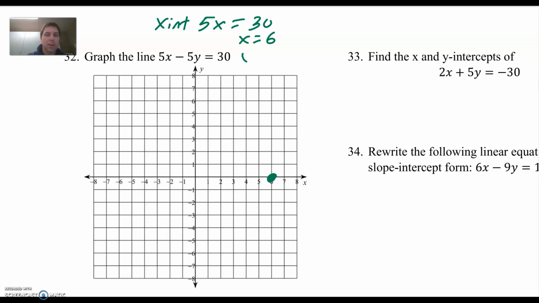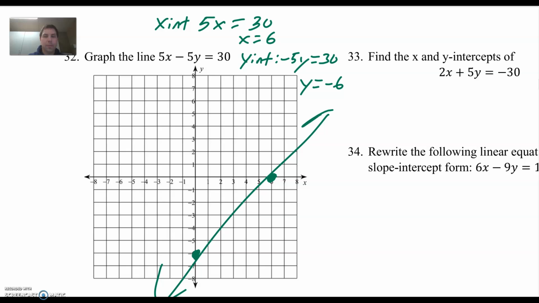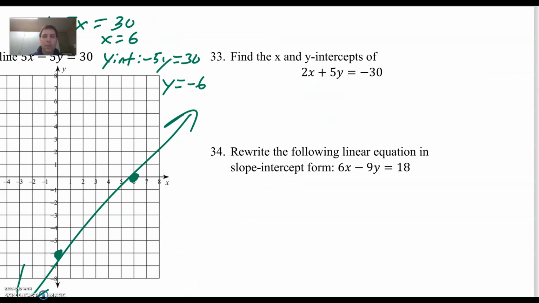There's my x-intercept. For the y-intercept, notice I don't care about the 5x because again that happens when x is 0. So this is -5y is equal to 30. I divide by -5 and get -6. So I'll go to my y-intercept down to -6, and I know the line will go between them, and we're finished. Okay, 33, same idea, find the x and y intercepts.